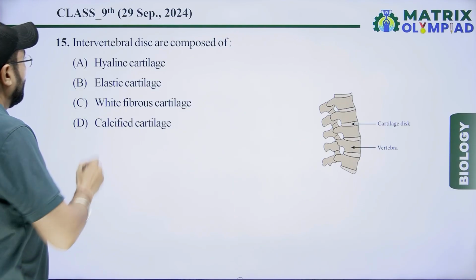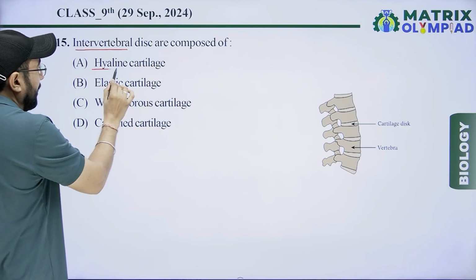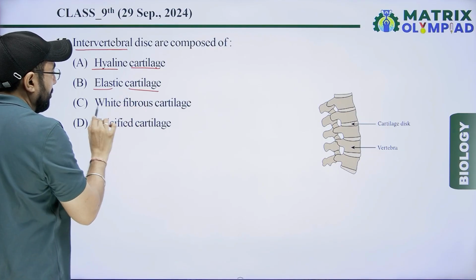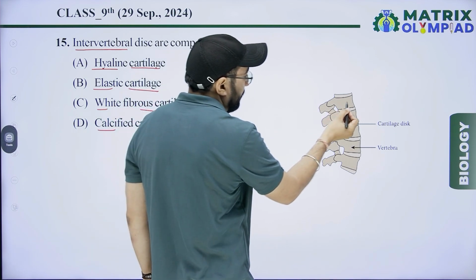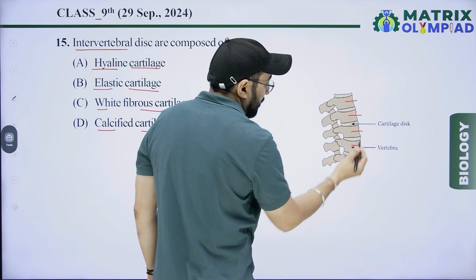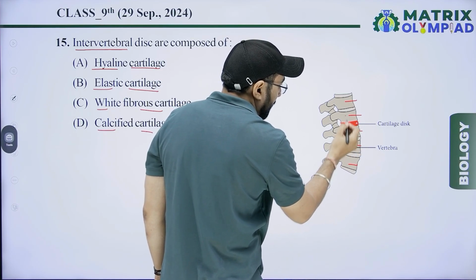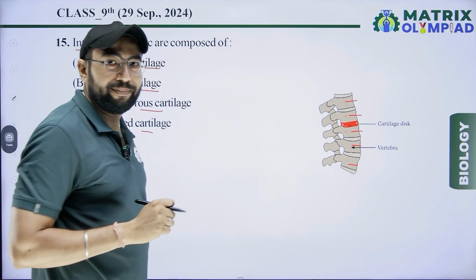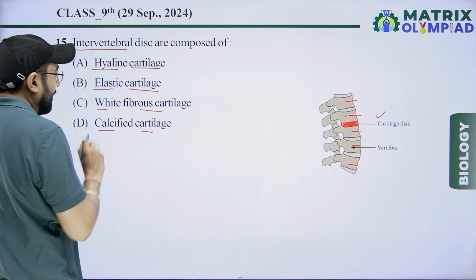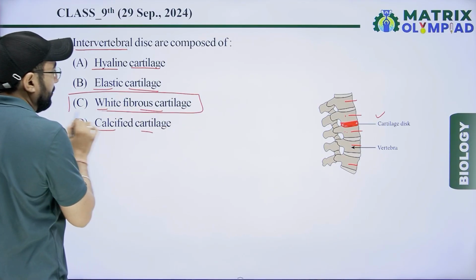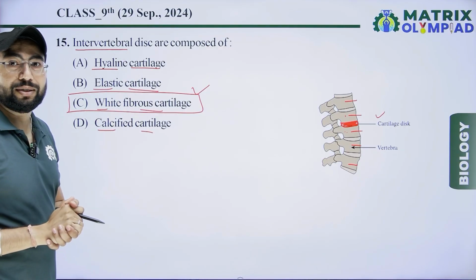Next question is, intervertebral discs are composed of hyaline cartilage, elastic cartilage, white fibrous cartilage, and calcified cartilage. Between the vertebral column, a cartilage is present and joins the two different vertebrae, that is the cartilage disc. And according to the question, that cartilage disc is white fibrous cartilage. So the right answer for this question is option C.